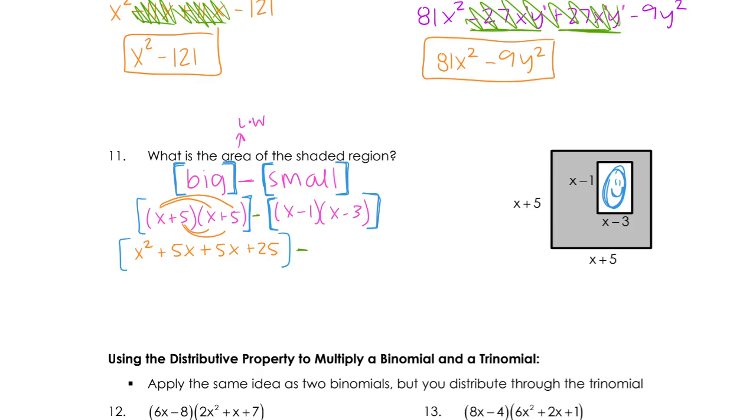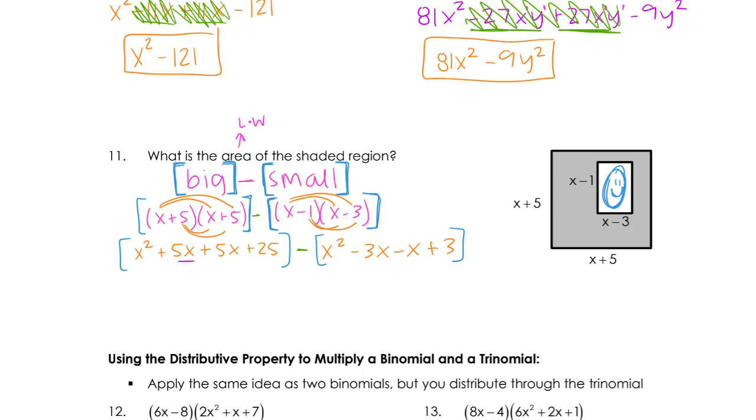Big minus sign here. And then we have x times x again would be x squared. Then I have outside would give me minus 3x, inside would give me a minus x, and then last would give me a plus 3. A lot of people put minus 4 on that one. Don't forget we're multiplying. It's negative 1 times negative 3, which would be positive 3. Then I'm going to keep those big brackets there. We're keeping the big separate from the small right now. I am not subtracting anything yet.